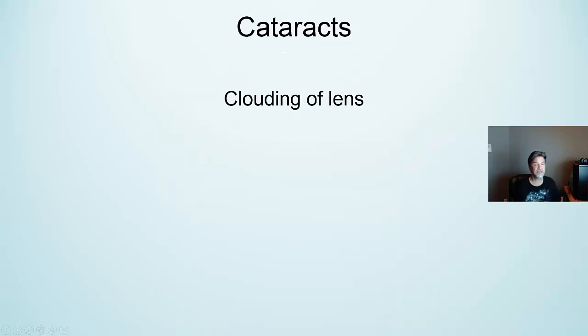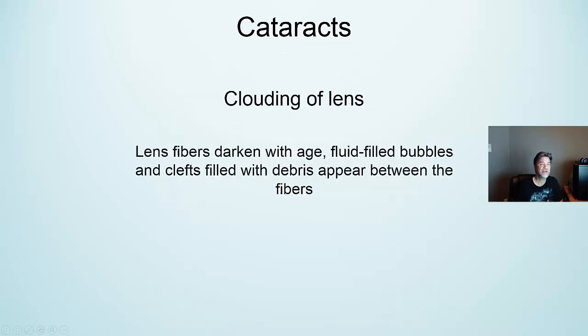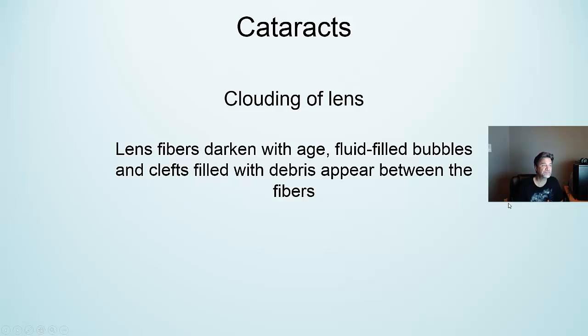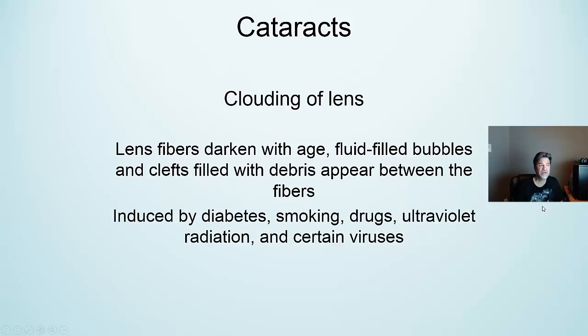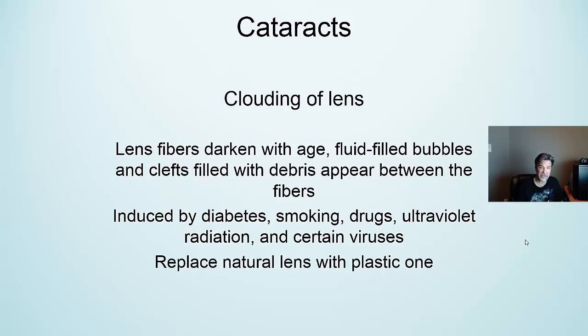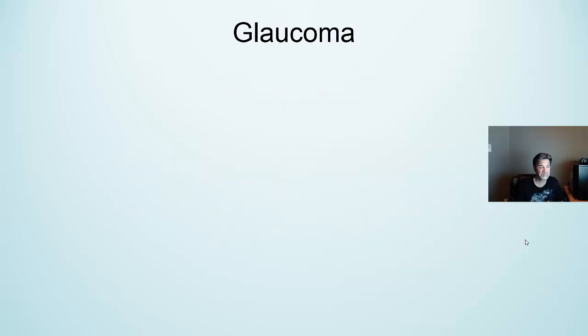Okay, so what about some conditions that can affect the eye? Cataracts are a clouding of the lens. And so as you age, the lens fibers can begin to darken. You can get these fluid-filled bubbles and little gaps that appear in between the fibers of the lens. This can be caused by many things along with aging. And you can replace the natural one with a plastic one.